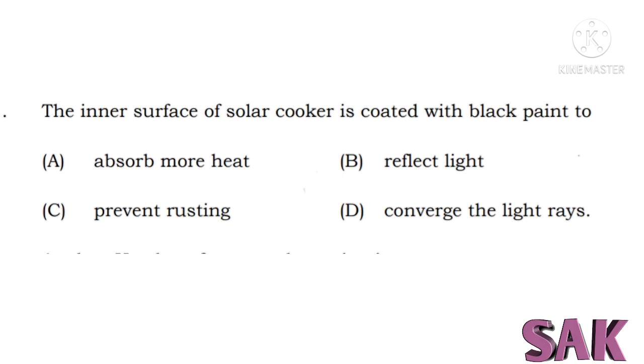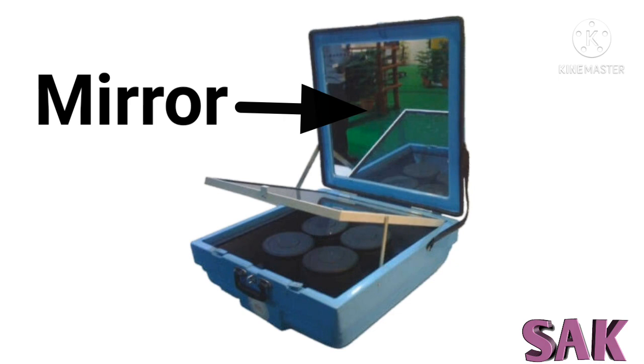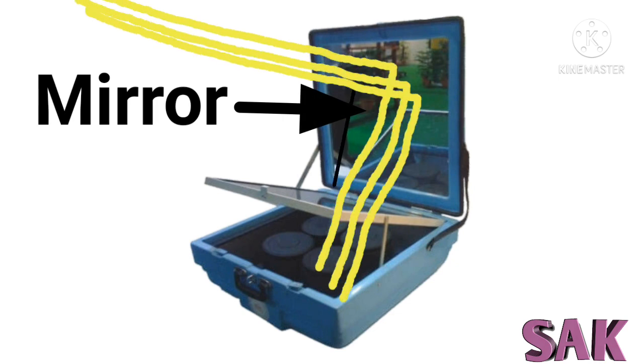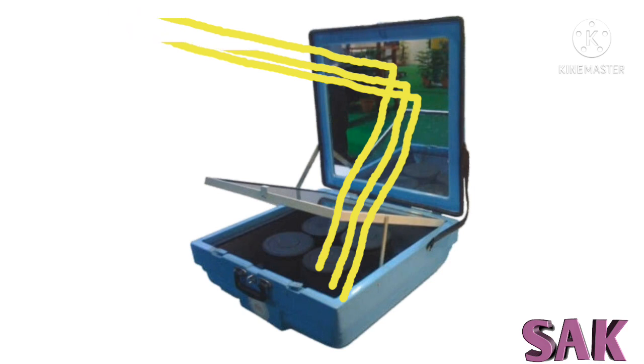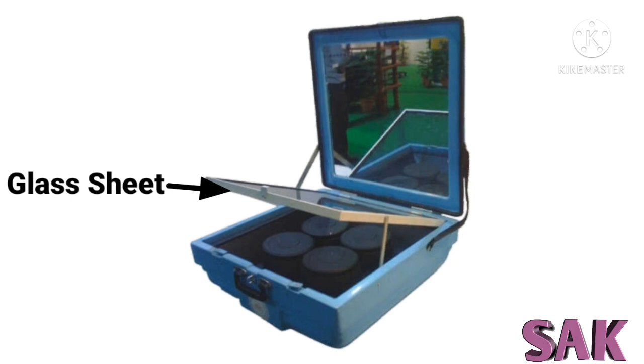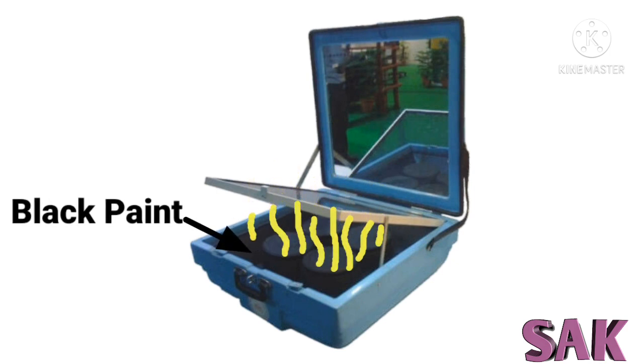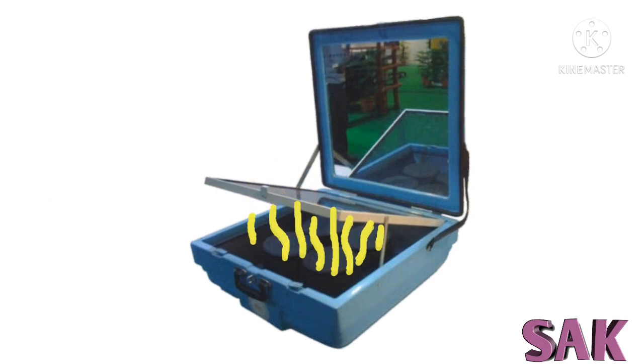Before answering this question, let us know about solar cooker. Now let us understand each and every part of solar cooker. Mirror reflects and focuses the rays inside the solar cooker. Glass sheet creates greenhouse effect, means increases the temperature inside the solar cooker. Inner surface of solar cooker is coated with black paint because black absorbs more heat compared to other colors.